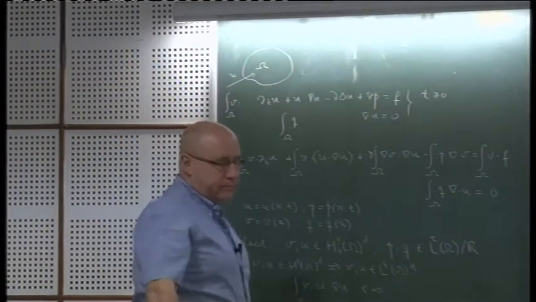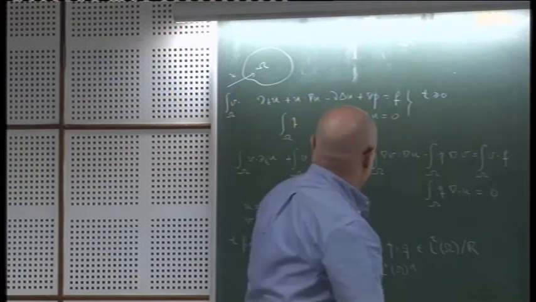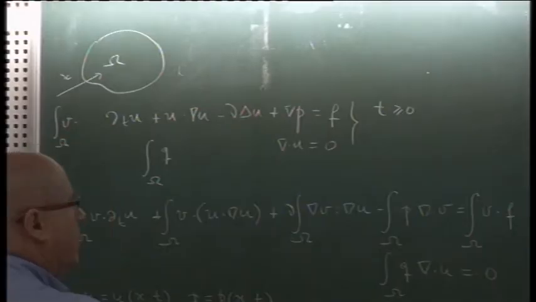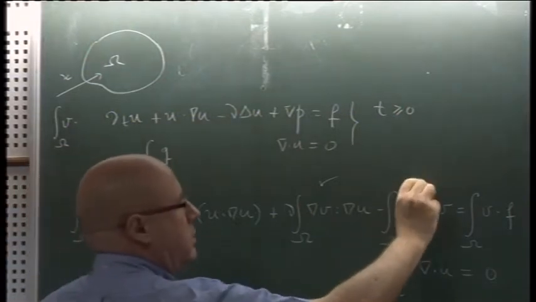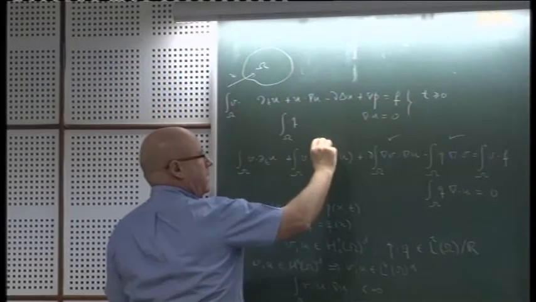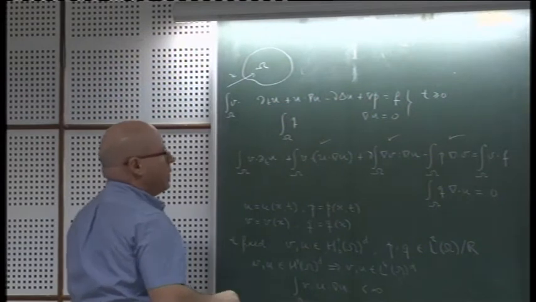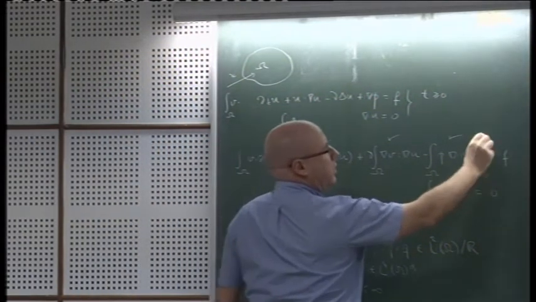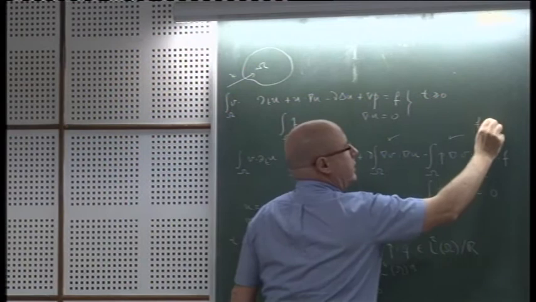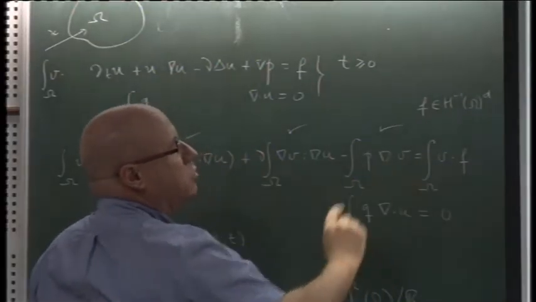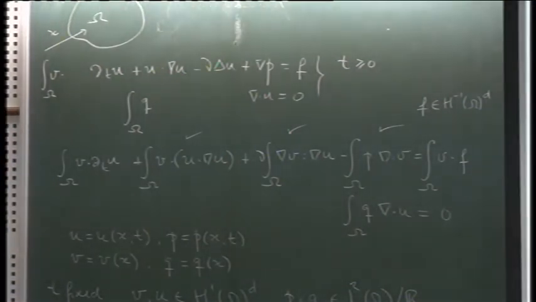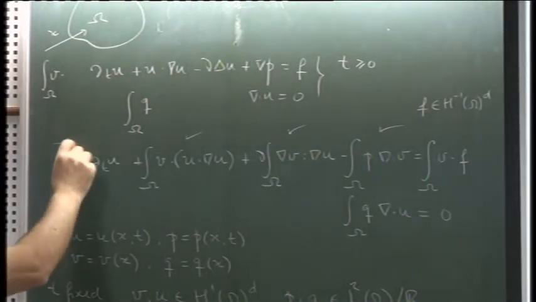Okay. Well, it was just a comment. Perfect. So this term is okay because of this. This term is okay. This term we have now seen is okay. Exactly as for the Stokes problem, we just need F to belong to H minus 1. So F needs to be less regular than L2 because V is in H1. And what about this term?